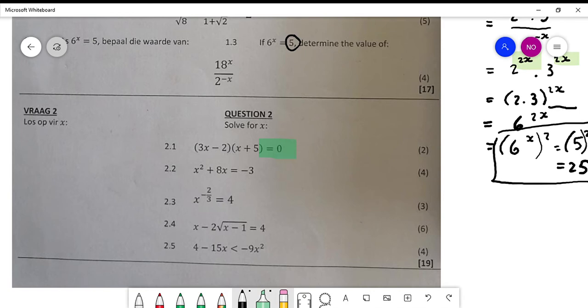You can just say, lekker, here we go. Okay. 2.2, you guys did relatively well in. You had to write that in its standard form, substitute into the formula, and solve.